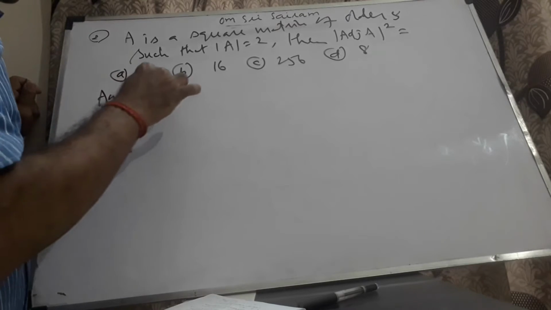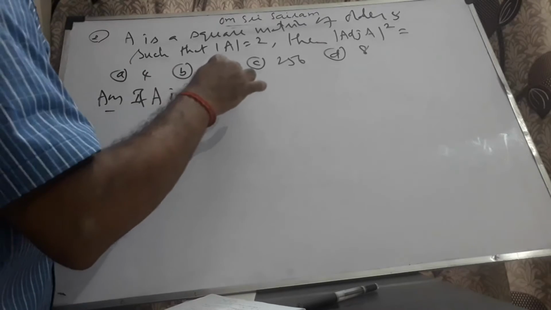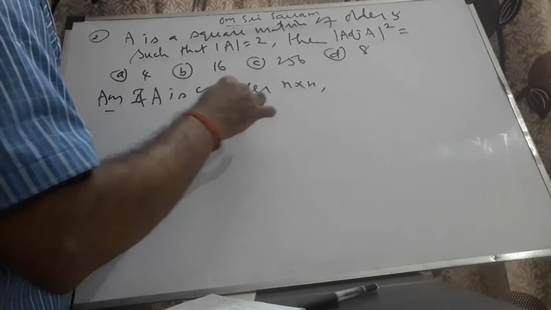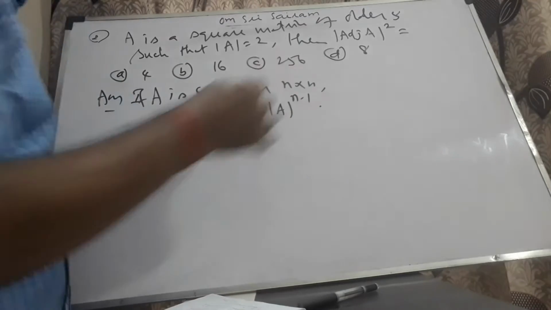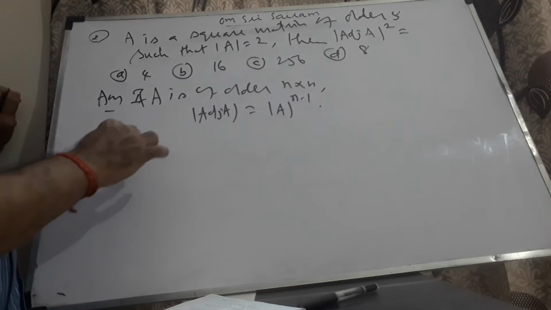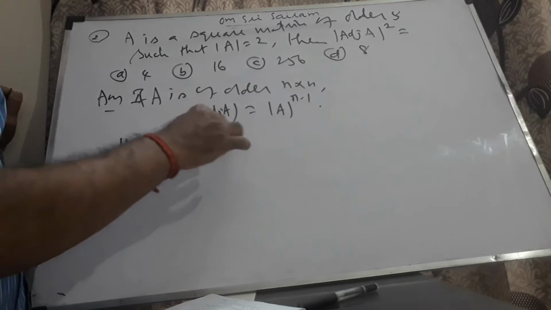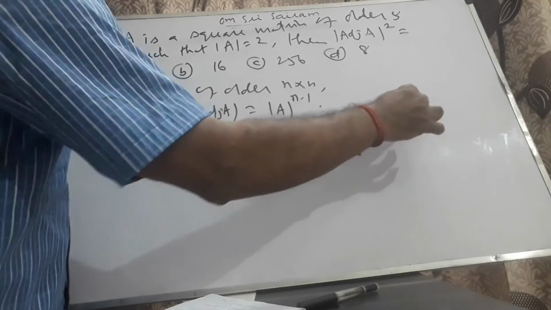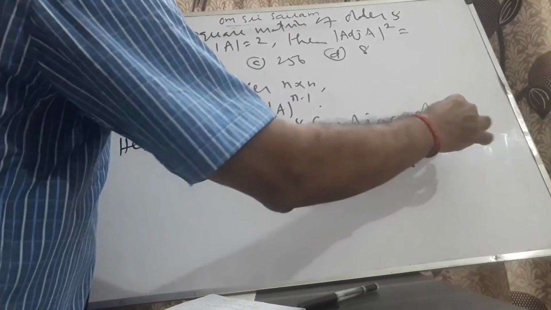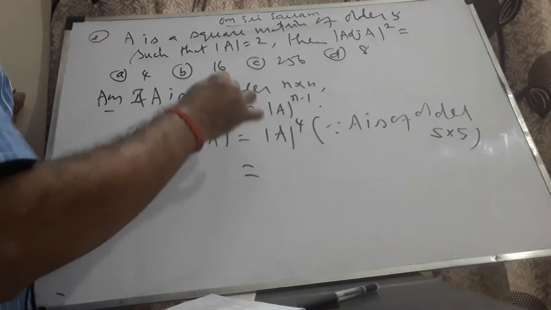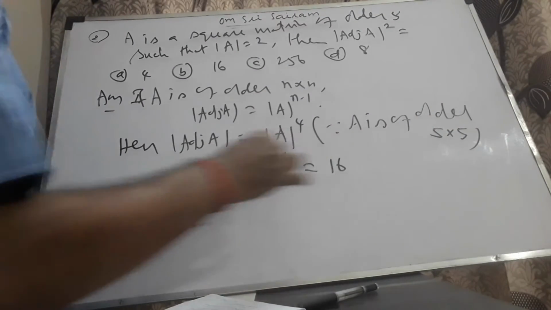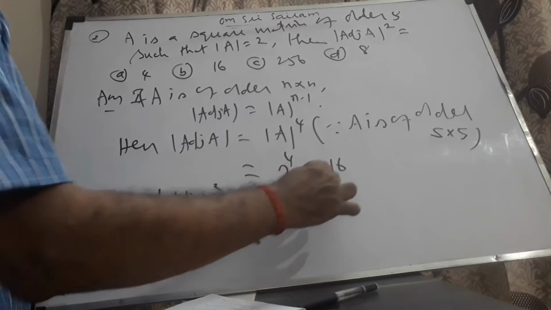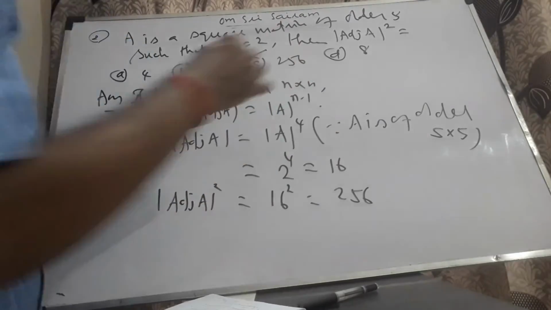You know very well, if A is of order n by n, determinant adjoint A is equal to determinant A raised to n minus 1. This is the rule. Therefore, here determinant adjoint A will be equal to determinant A whole power 4, since A is of order 5 by 5. Therefore, here it is 2 power 4, which is 16. I need to find only adjoint A the whole square. Therefore, 16 square is 256. Therefore, my answer is C.